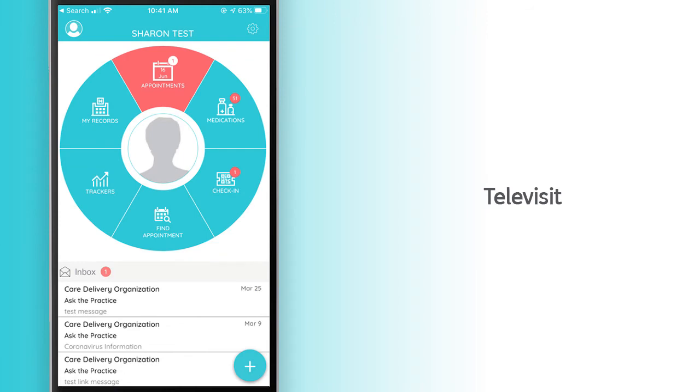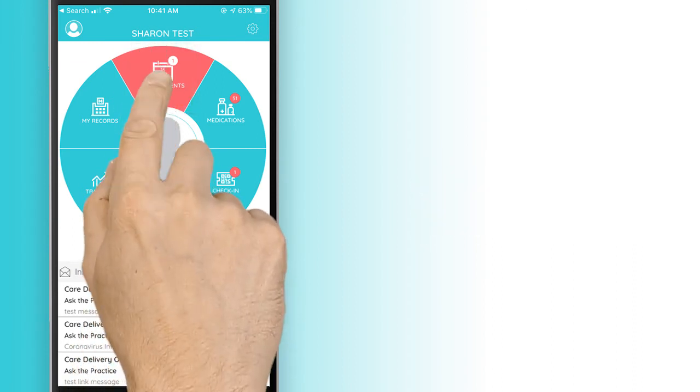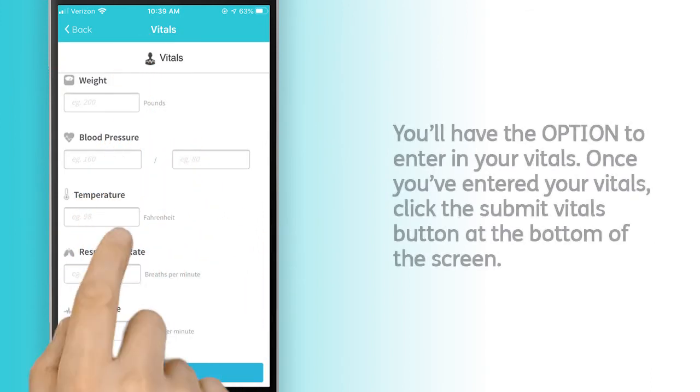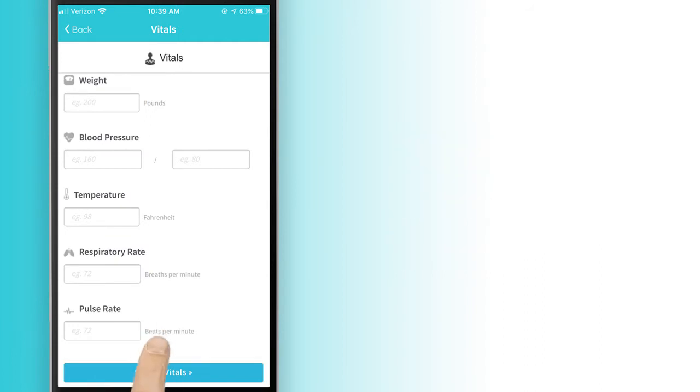To access a televisit, you'll take the following steps. From the dashboard, you will see the Appointments icon in red. Click on that icon. You'll see your appointment with the televisit camera icon. Click on that appointment. You'll have the option to enter in your vitals. Once you've entered your vitals, click the Submit Vitals button at the bottom of the screen.